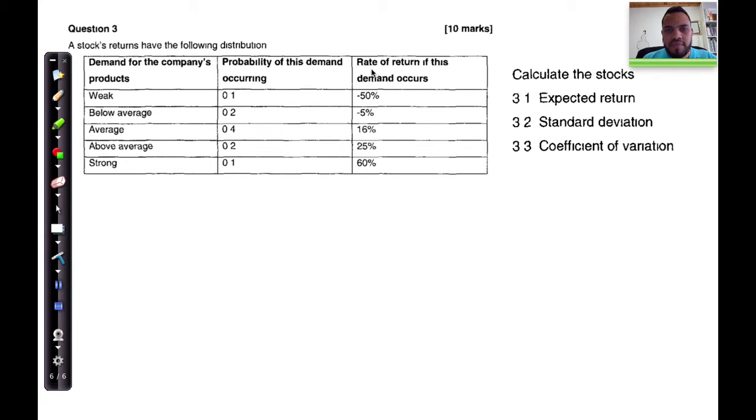Right. The rate of return if this demand occurs: if the demand is weak, returns will be negative. If it's below average, returns will be negative, not as bad as when it's weak. And if it's average, 16% returns, above average 25%, and strong 60% returns.